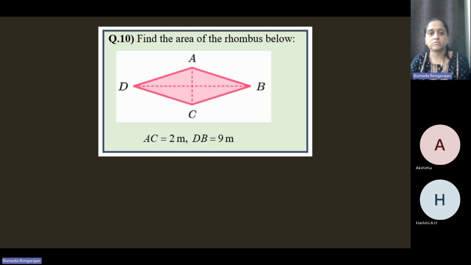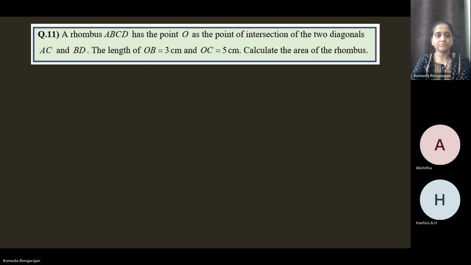Direct question. AC is given. How do you find the area of the rhombus, given AC and BD? Half into AC into BD. Correct, correct. Half into D1 into D2. Answer is 9. Okay, half into AC into BD. Yeah, try this.